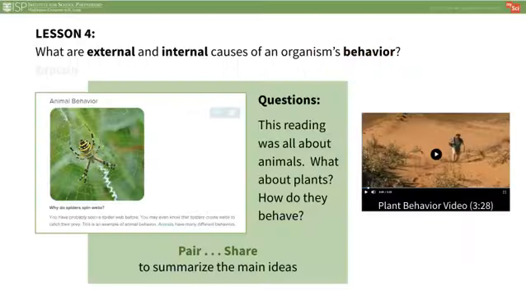In the explain portion of this lesson, students will compare animal and plant behavior through a reading and a video. First, they will read an article about animal behaviors. Help students summarize that animals behave a certain way to grow, reproduce, and survive. Mention to them that the reading was all about animals and ask them to consider how plants might behave. After taking some student responses, show the nature segment on plant behavior. Students should realize that plants behave to survive, grow, and reproduce just like animals do.